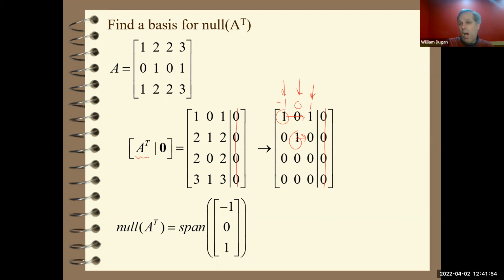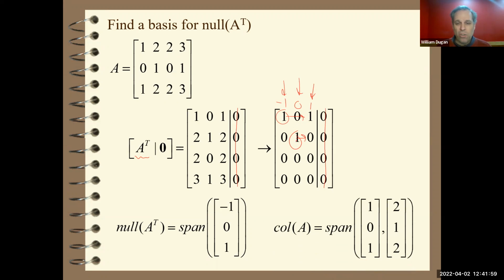Now I'm writing it as a column because I want to make it easier for you to see it, because the column space is written in terms of columns. So this way they're both written as columns. Remember, these are just vectors.